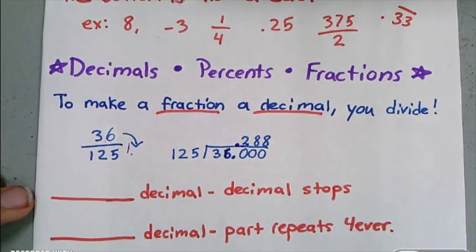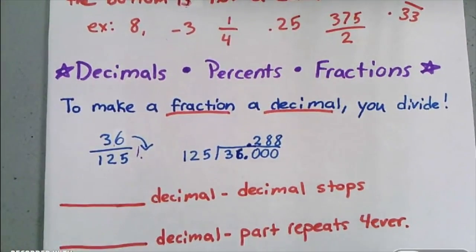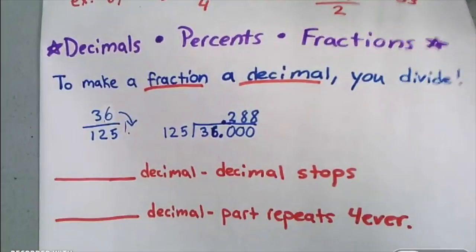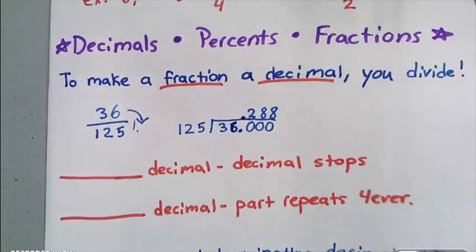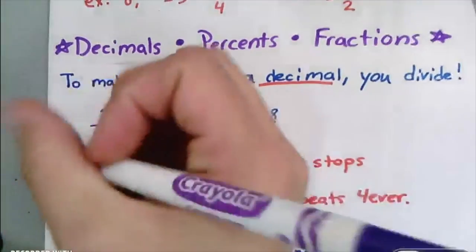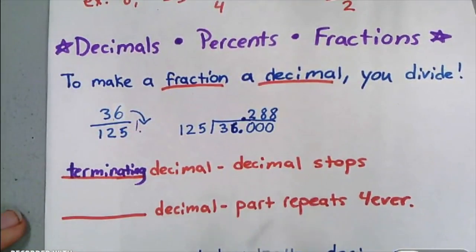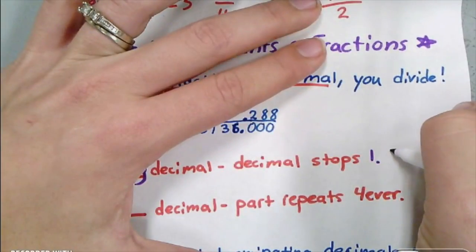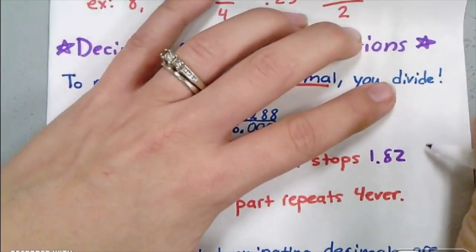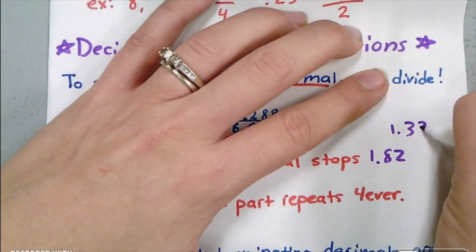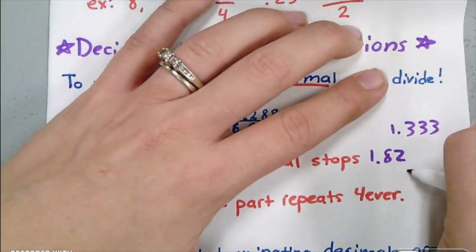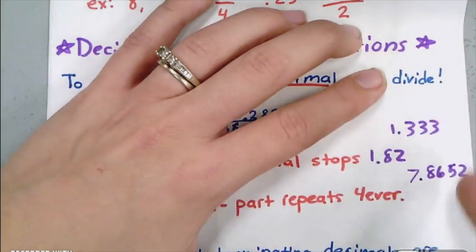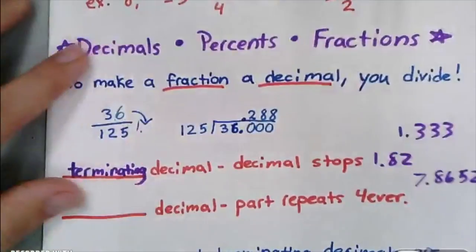There are two types of decimals that you need to know. One type of decimal, the decimal stops. Okay, it goes and then eventually it ends, and we have it where it stops. And we call that, when it stops, terminating. So a terminating decimal is where it stops. An example of a terminating decimal would be 1.82 or 1.333 or 7.8652. All of those stopped eventually, and so they are considered terminating decimals.